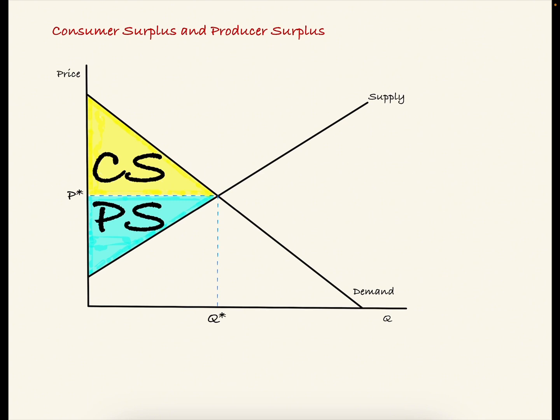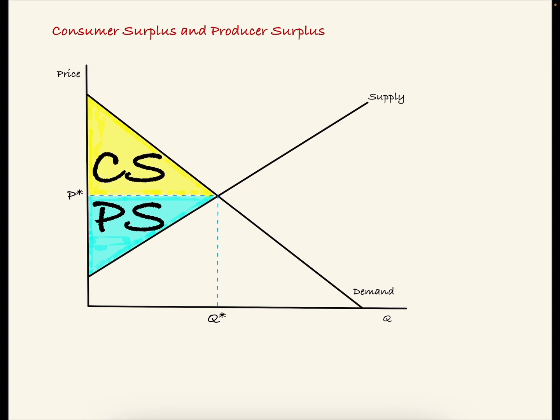Now let's take that logic and apply it to producer surplus. Producer surplus is bounded below by the supply curve and above by P star, or the market equilibrium price. So what does producer surplus really mean? It's the difference between the price producers receive in the exchange with the consumers for the good and the lowest price at which producers are willing to sell their product.